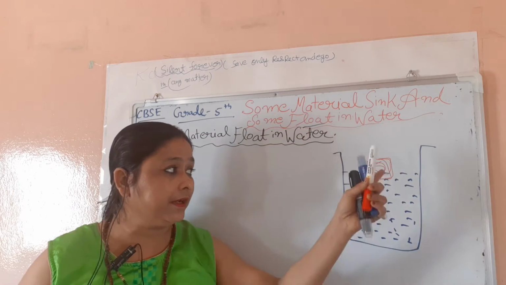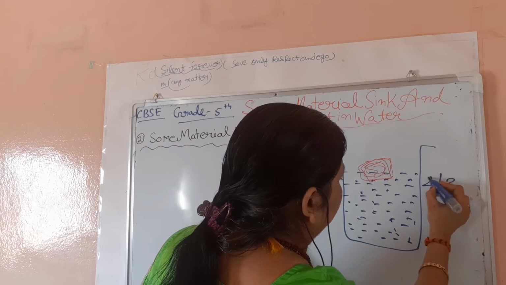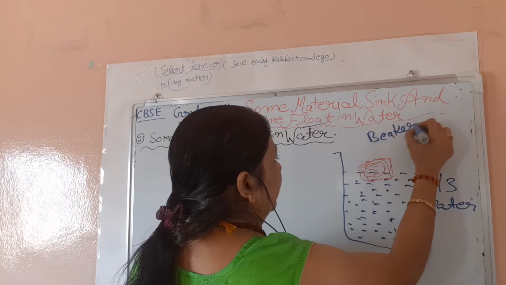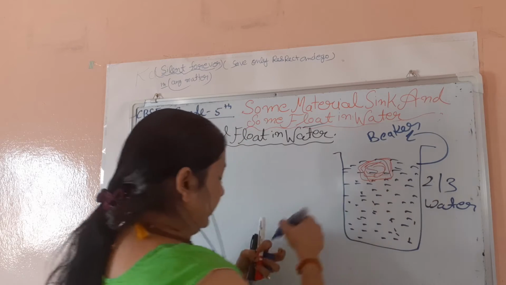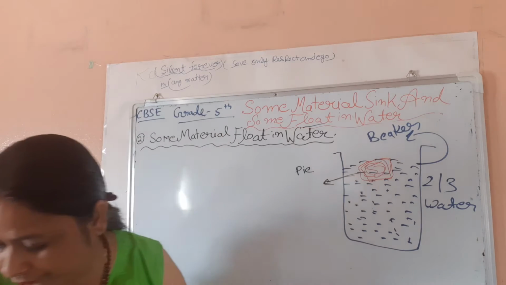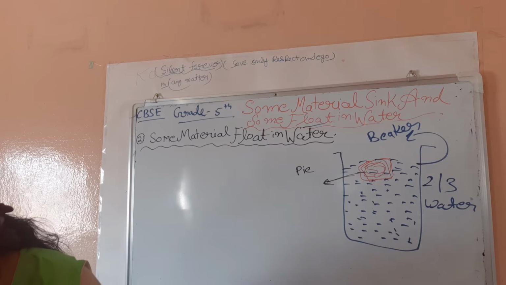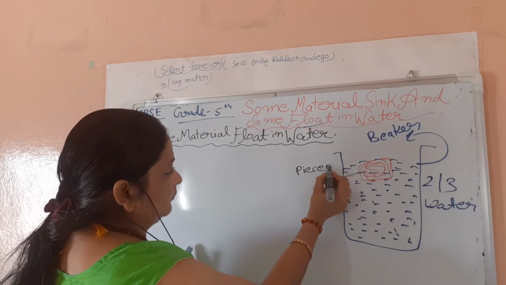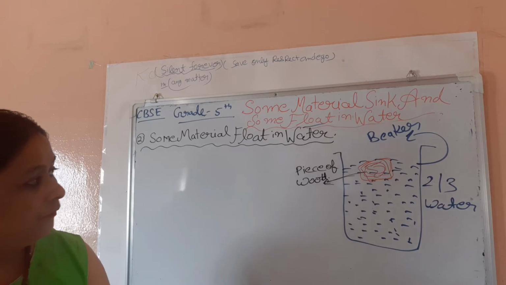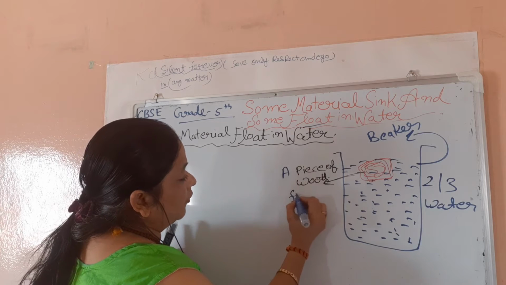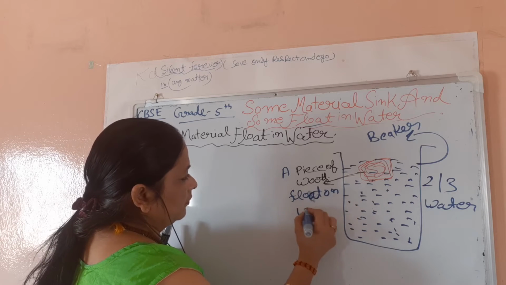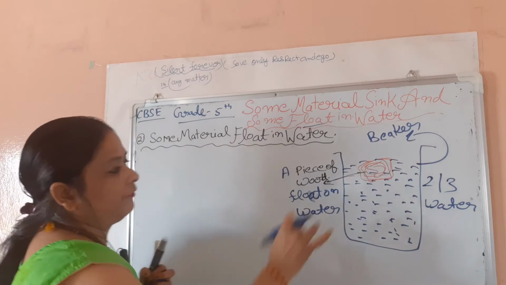Firstly, take a beaker and fill it with 2/3 of water. This is a beaker, and here is a piece of wood. The piece of wood floats on water.